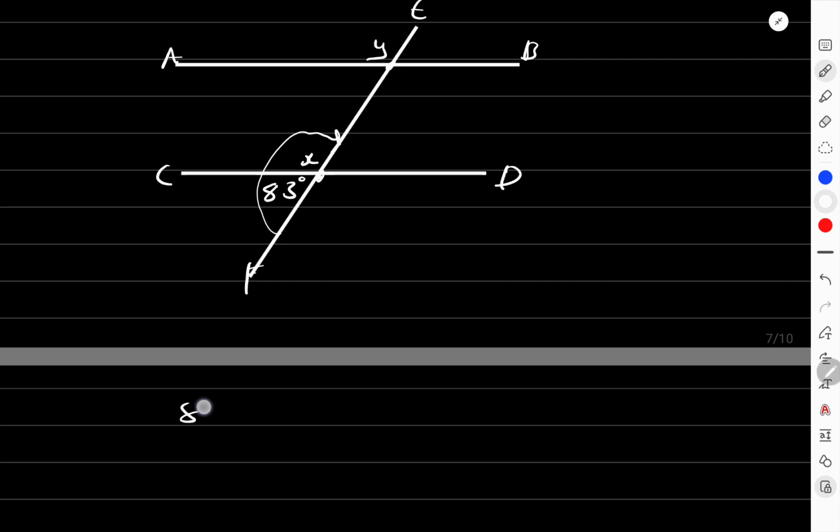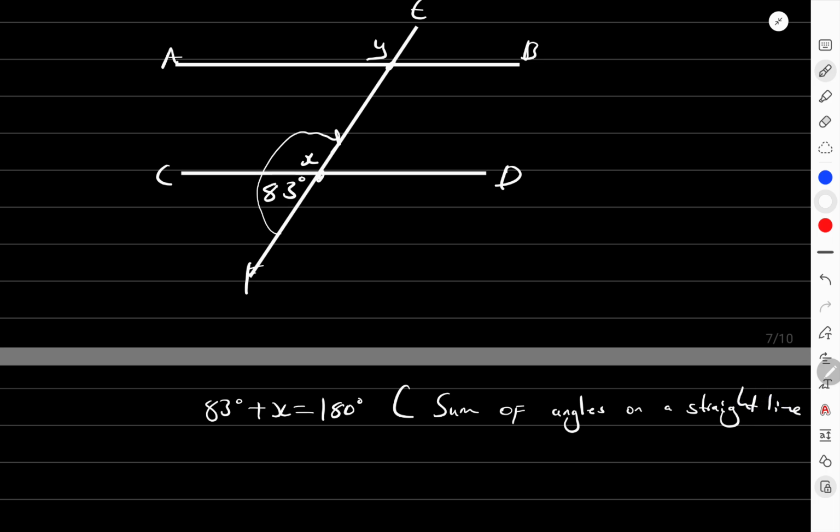It means 83 degrees plus X combined, they should give us 180 degrees. Now, the reason is going to be angles, the sum of angles on a straight line. Sum of angles on a straight line.